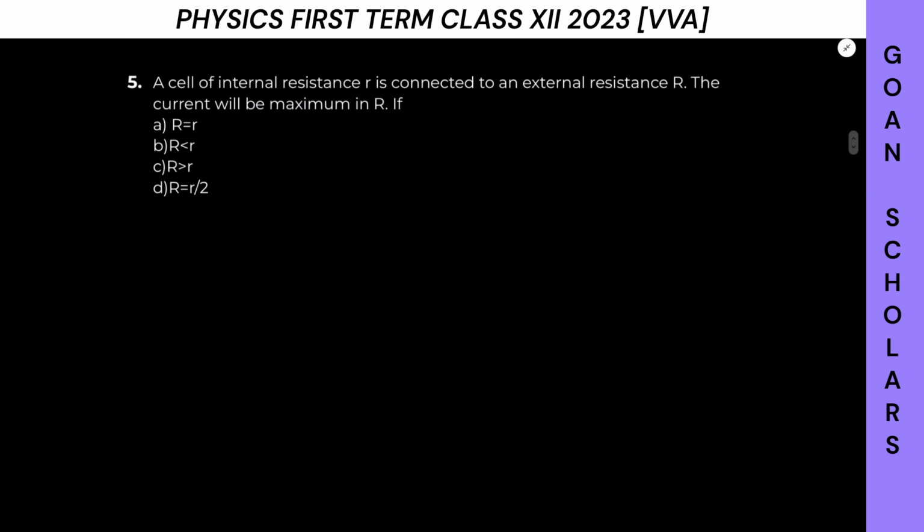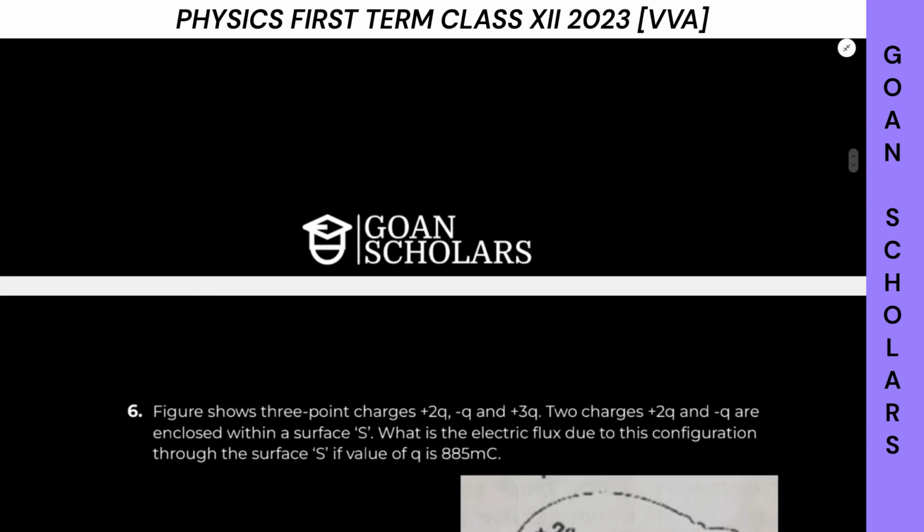It says a cell of internal resistance R connected to an external resistance R. The current will be maximum only if R is equal to R. So this is an important condition, that when R becomes equal to R, the equivalent resistance becomes minimum and maximum current will pass through the circuit. Okay. Let's move to question number 6.